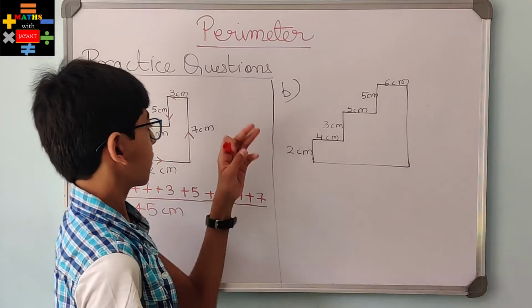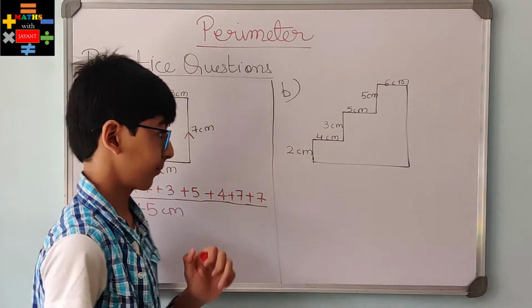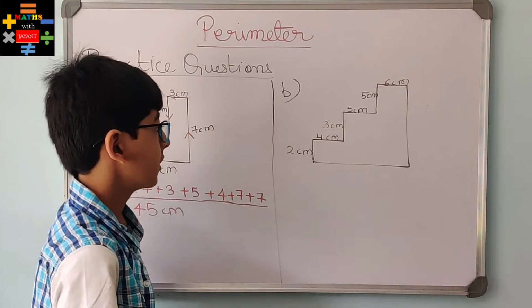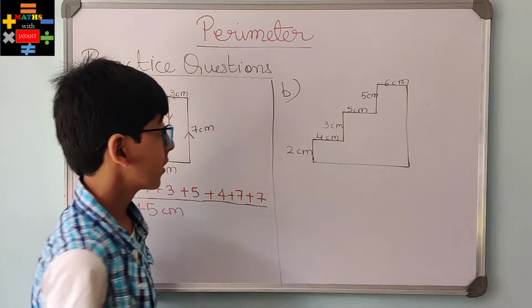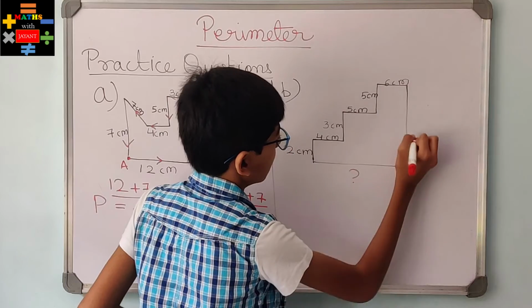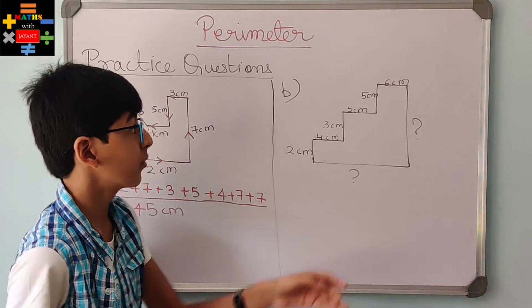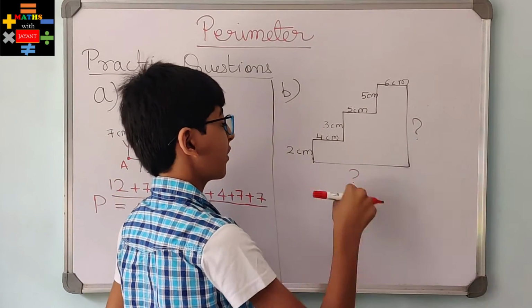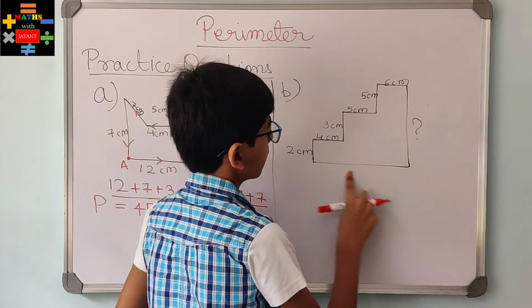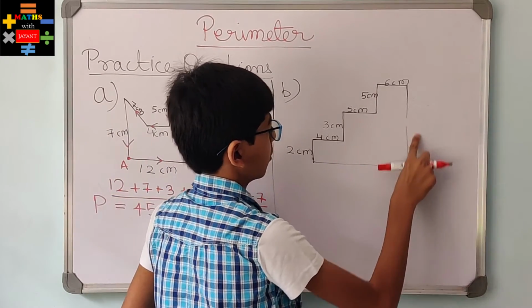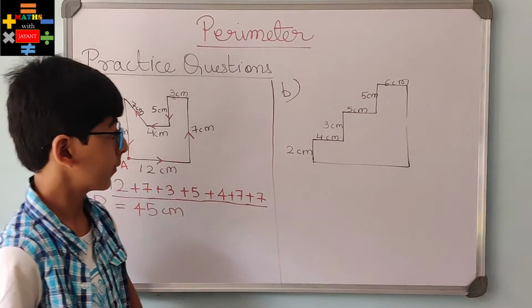Let us solve question number B now. So over here, did you notice something? This dimension and this dimension is missing. So sometimes what happens is that we get missing dimensions like these. So before solving this, we'll have to figure them out. How do we figure this out?